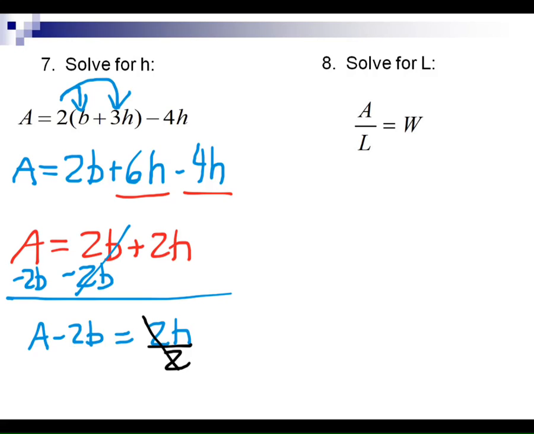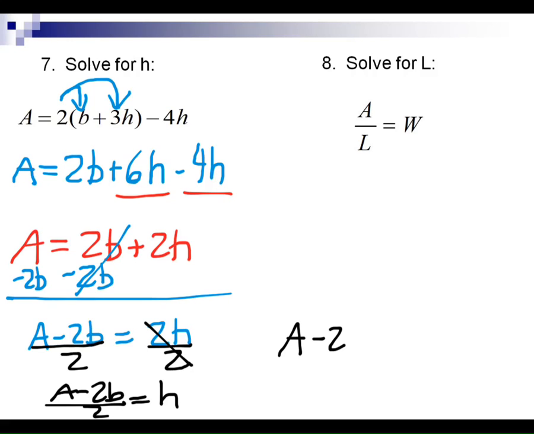I divide everything on the right-hand side by 2, so that means I have to divide everything on the left-hand side by 2. Again, you can write it like that, or you can write it like that, right? Either way, it's the same thing. So, divide by 2. The answer would be a minus 2b divided by 2 equals h. If you would have written it like this, you could simplify a little further. You can't simplify a divided by 2, but you can simplify negative 2 divided by 2, which is negative 1.